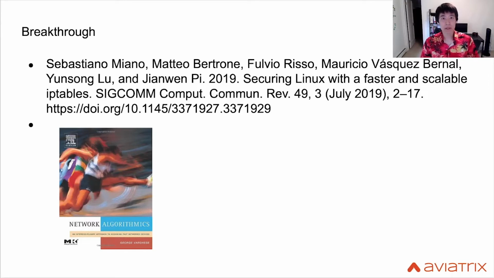The second bullet point is a book that I found super helpful. It's called Network Algorithmics, and it contains a lot of really fancy algorithms that are distilled into just a few pages. I've learned a lot of interesting things from just skimming the book when I wake up in the mornings or whatever. So I highly recommend that.